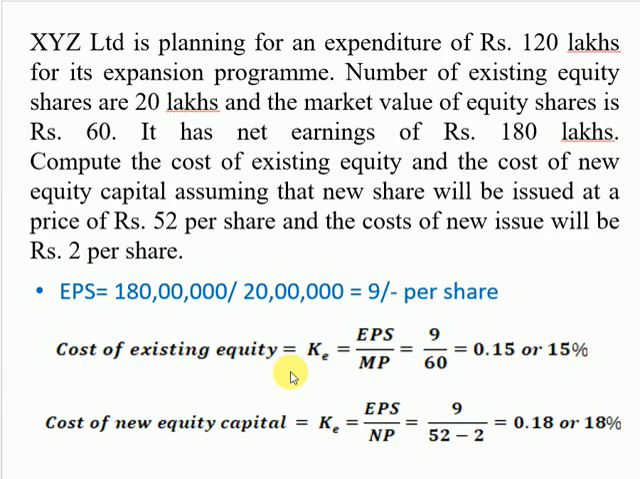For existing equity, K is equal to EPS upon market price. So 9 divided by 60, that is 15% is the cost of equity capital for existing equity. For cost of new equity capital, K is equal to EPS upon net proceed. Here net proceed is issue price minus cost of issue, that is 52 minus 2. So here K is equal to 9 divided by 50 is equal to 18%.